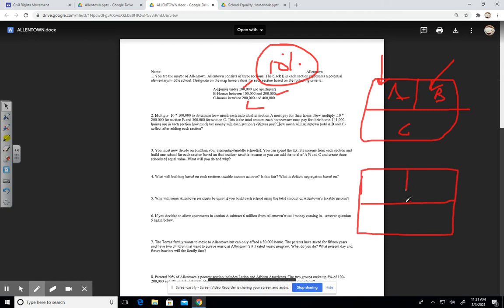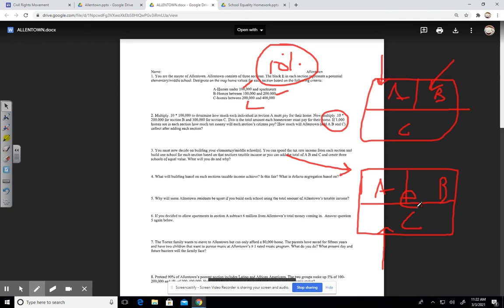Ultimately, you have to determine how you are going to set up your school funding. Each section is paying the same tax rate of 10%, but overall the people in A are going to be paying the least amount in taxes. Keep in mind they are being asked to pay the same 10%. The people in C, because their homes are worth more, are paying more money in taxes, but they are taxed at the same 10%. So the question here is, where are you going to put your elementary school?